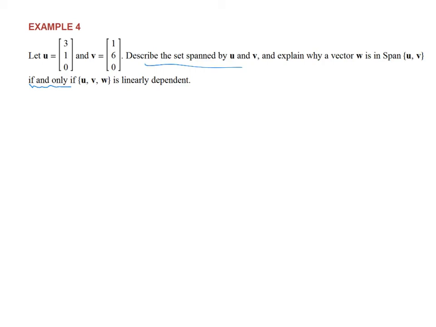First, the set spanned by u and v. First you ask, how many vectors are there? The answer's 2. I can see them. Then what do I need to note about those two vectors? Well, the important thing to note about those two vectors is that they are not multiples of each other.